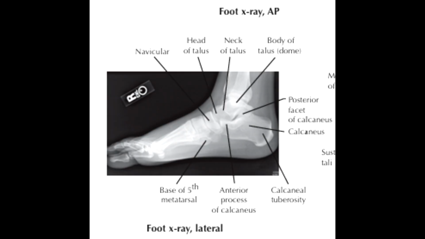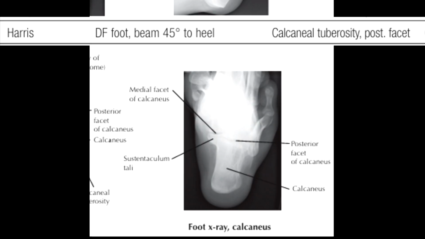the midfoot. It is also helpful in detecting subtle anterior process fractures of the calcaneus, which may mimic simple ankle sprains clinically. We also have the calcaneal or Harris view, obtained with the beam angled 45 degrees to the heel. This projection is particularly valuable for examining the calcaneal tuberosity and posterior facet.